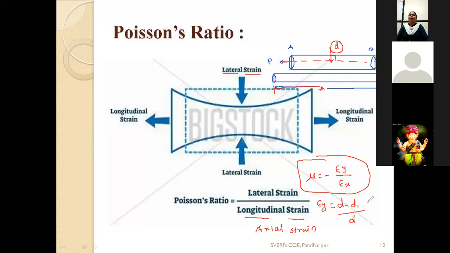Strain is nothing but change in dimension upon original dimension. And epsilon x is equal to change in length to the original length. So again, change in dimension upon original dimension. Please remember that Poisson's ratio is the ratio of lateral strain to the longitudinal strain or axial strain.